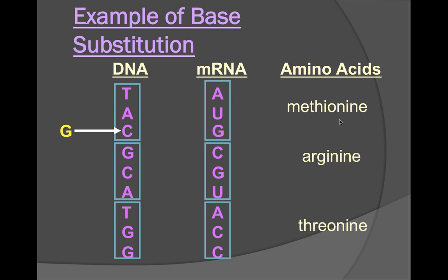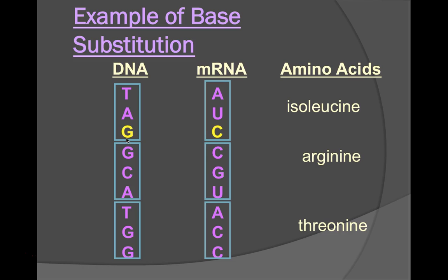Okay, so moving on to a substitution. So if we have our DNA sequence here, I've blocked out the codons for you. Let's just say that we have this G substituting this C. The C would leave, the G would come in. The methionine would now not be made. Instead, we now would have isoleucine.